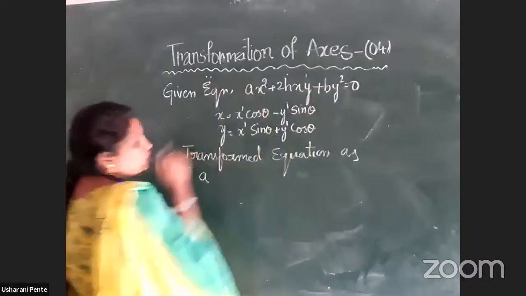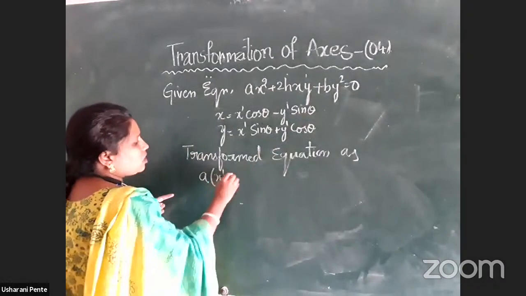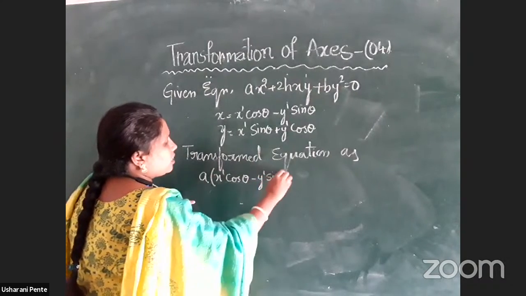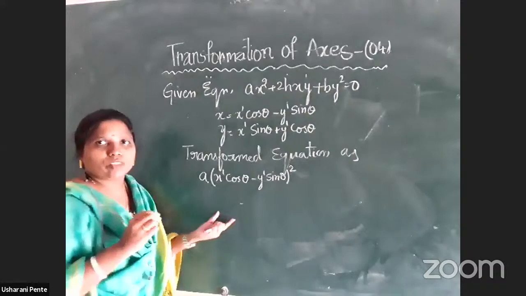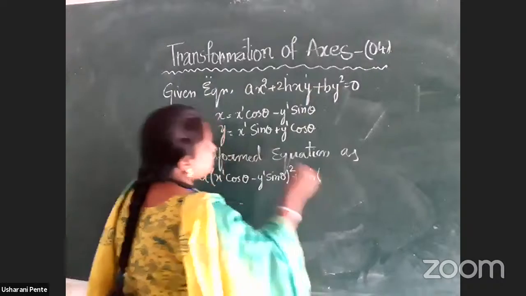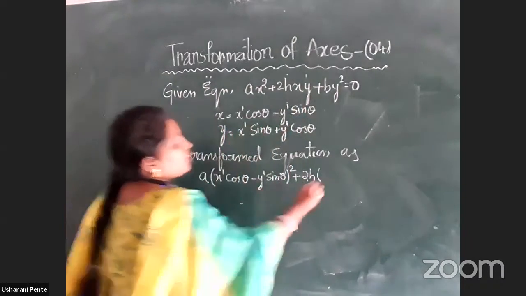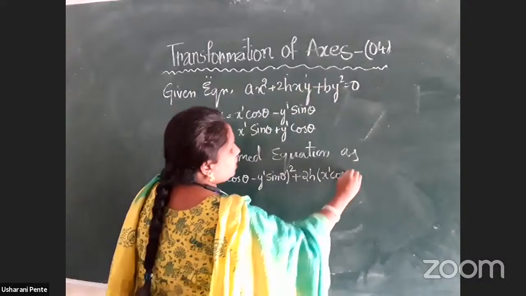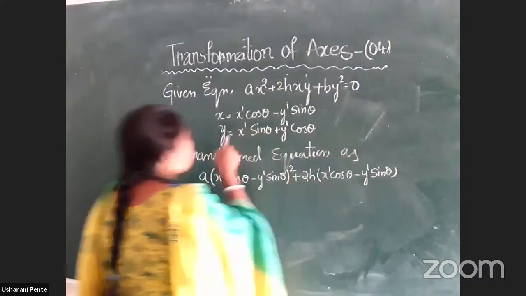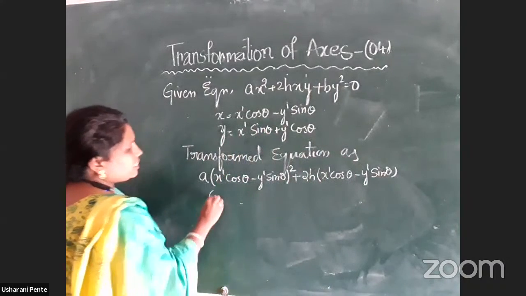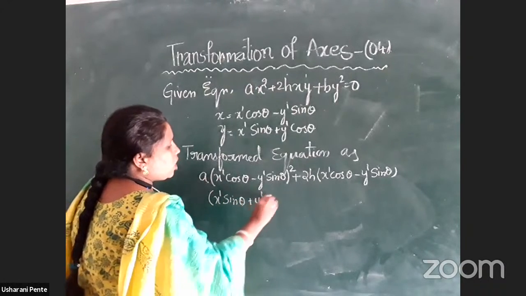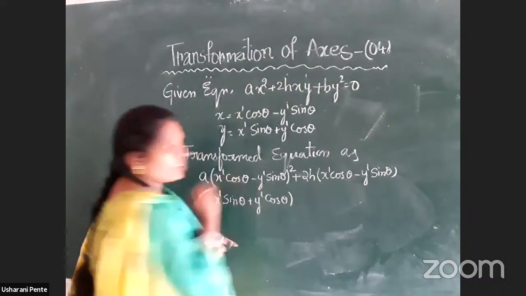a into, in place of x, what are we substituting? x dash cos theta minus y dash sin theta whole square, plus 2h as it is. In place of x, we have x dash cos theta minus y dash sin theta. And in place of y, we have x dash sin theta plus y dash cos theta.